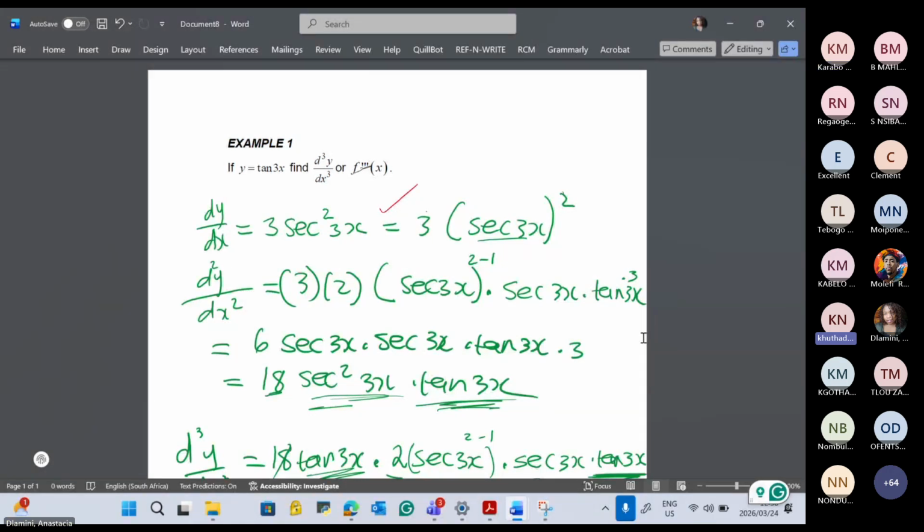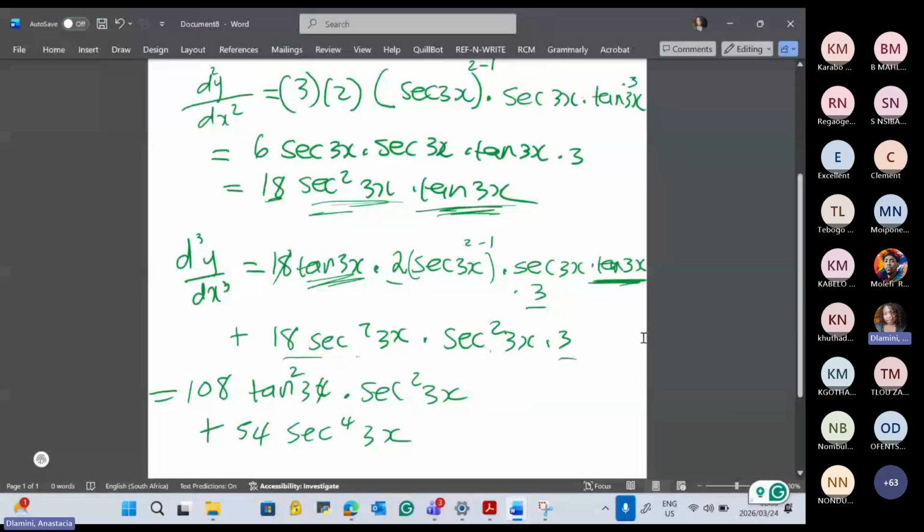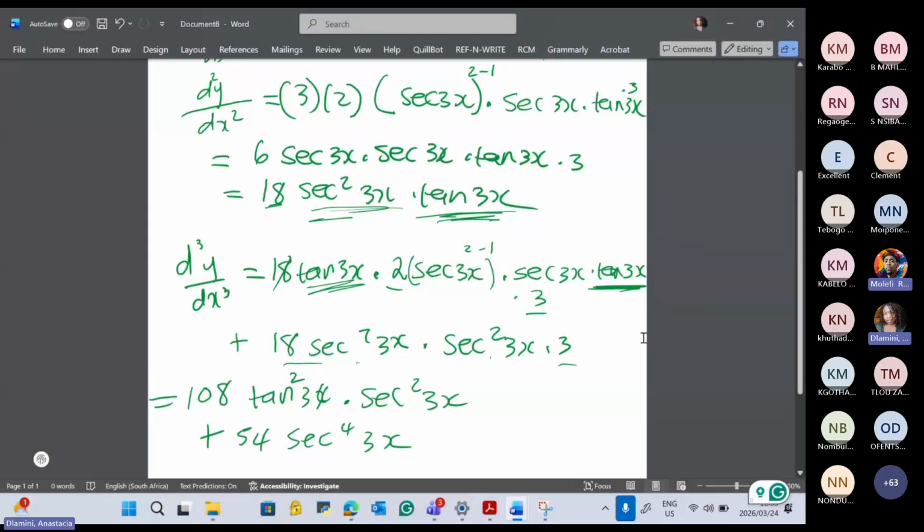Yeah, I think you did vice versa. 18 times sec squared 3x times tan 3x, right? Yeah, is the same as 18 times tan 3x times sec squared 3x, right? And then here, okay, let me see. I don't see anything wrong though.